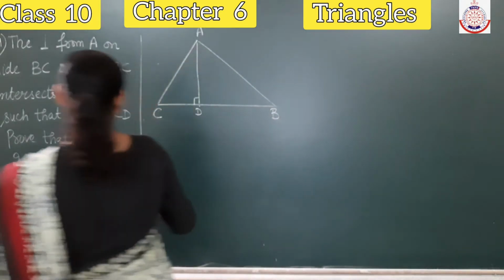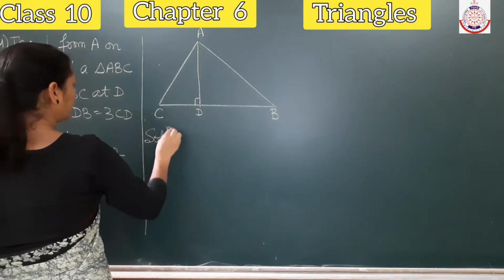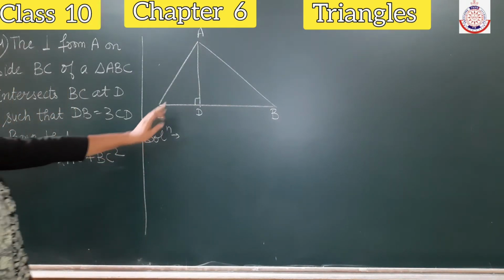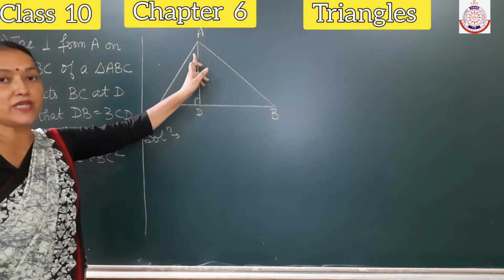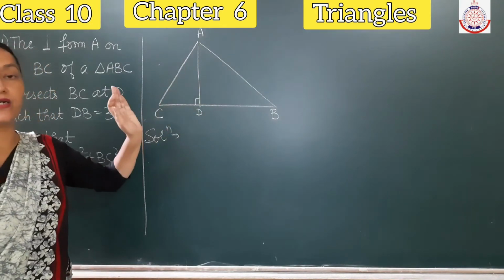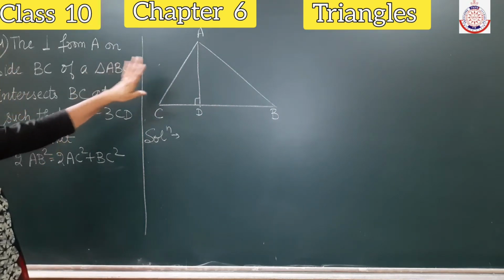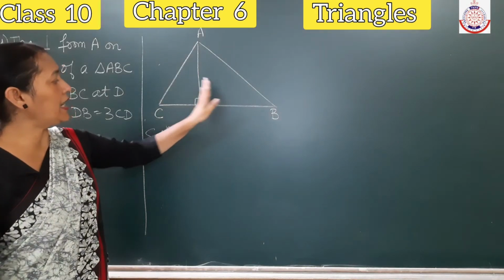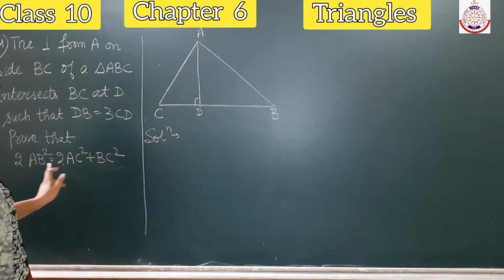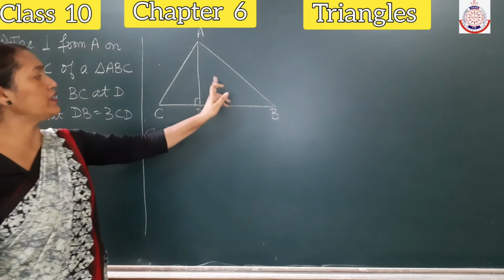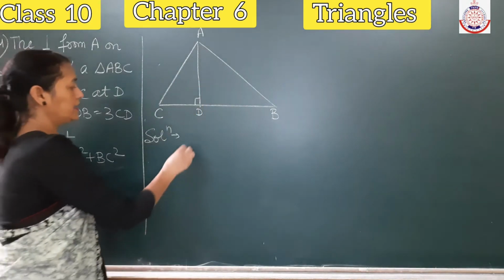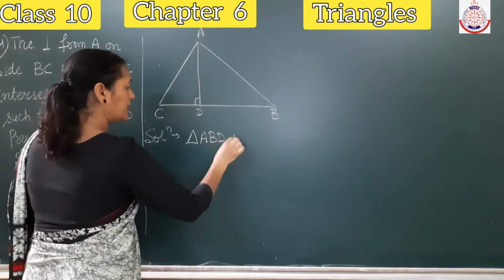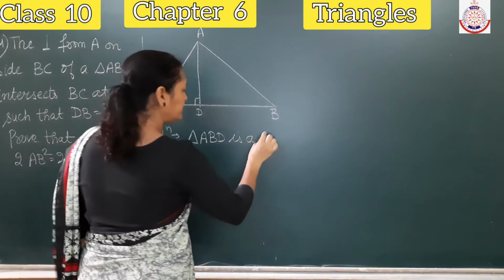Let us start the proof. Firstly they are talking about AB square. Just remember at point A they are not saying 90 degree, so we can't take ABC as a right angle triangle. Nowhere it is written that ABC is a right angle triangle. So right angle triangles we have are ABD and ACD. So when we want to have AB square, that means we will go in this right angle triangle ABD. Triangle ABD is a right angle triangle.